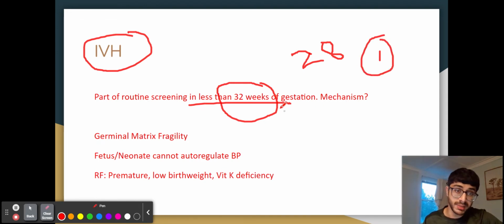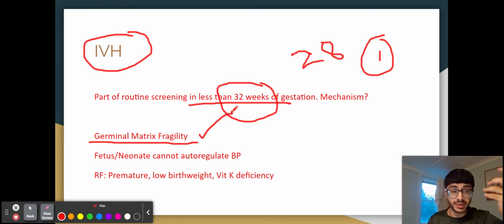The second point is if they ask the mechanism, you're going to say germinal matrix fragility. That's like the choroid plexus thing. What you want to remember is babies, especially preterms, can't auto-regulate. If you remember, from the renal physio, there was auto-regulation going on. Even if you don't know that, germinal matrix are those friable vessels in the choroid plexus, and they can't auto-regulate, so they burst and cause this intraventricular hemorrhage.